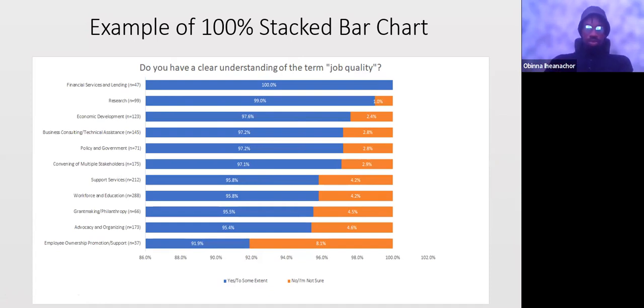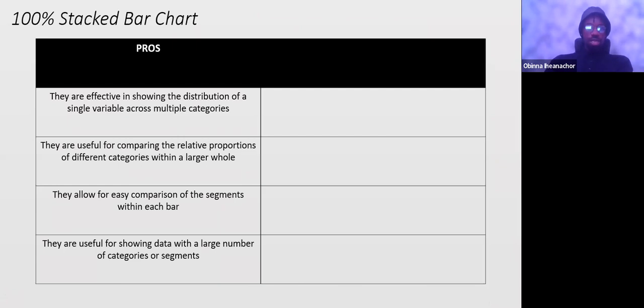So this is the 100% stacked bar chart, and the pros are that it is effective in showing the distribution of a single variable across multiple categories, and is useful for comparing the relative proportions of different categories within a larger whole. And the 100% stacked bar chart allows for easy comparison of the segments within each bar, and it's useful for showing data with a large number of categories or segments.